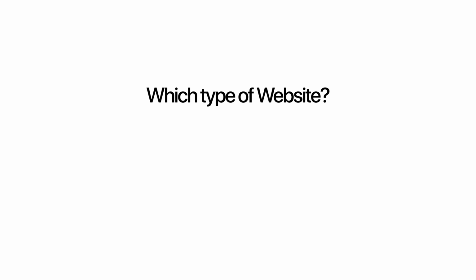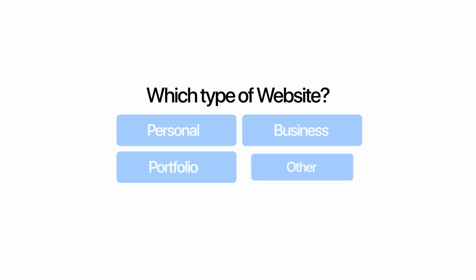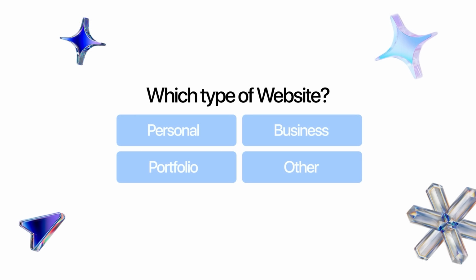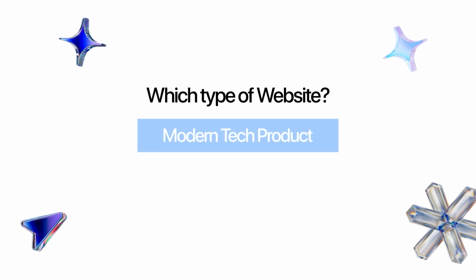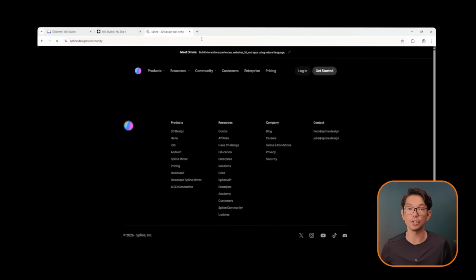So we'll start by deciding what your website is actually for. It could be for a business, a portfolio, or maybe your own personal brand. That decision affects how your design looks and how your animations behave. For this project, we're building a modern tech product page. And this kind of site works really well with animation, especially 3D elements, because it helps show innovation right away. Instead of having to explain everything with a bunch of text, the design itself already gives that impression.